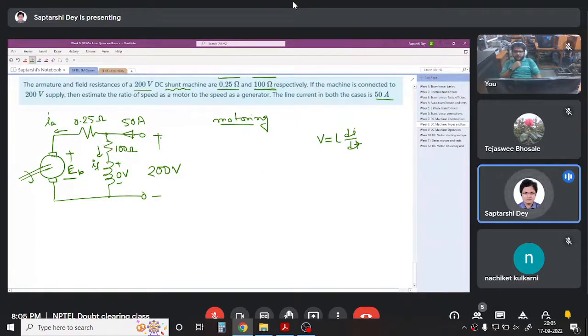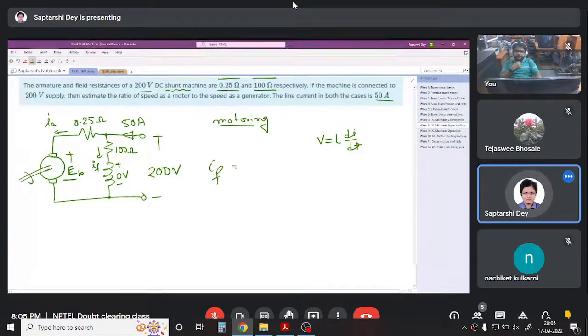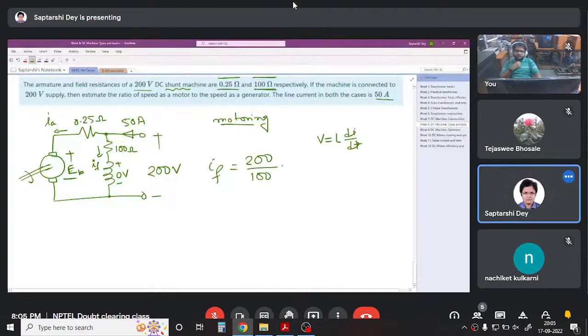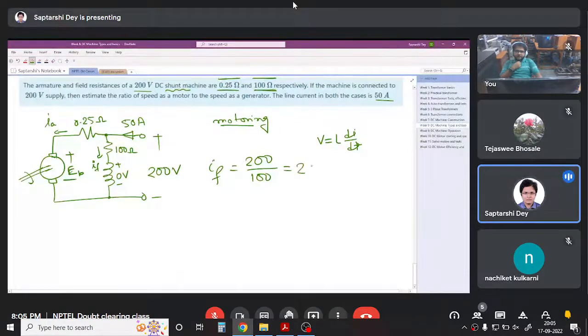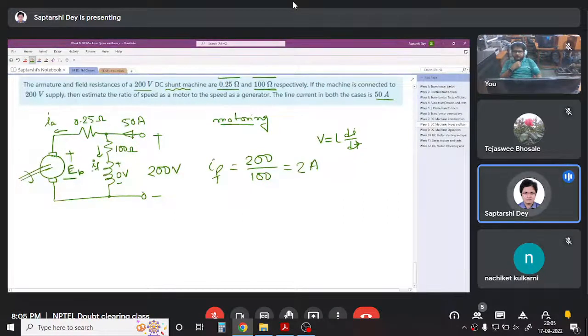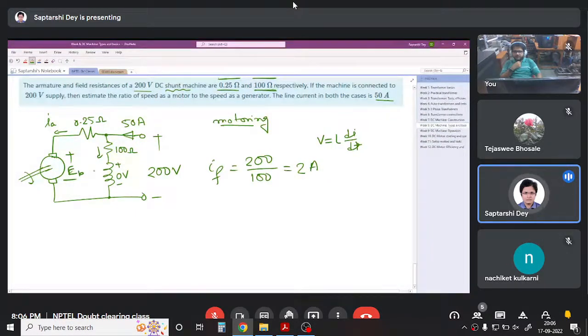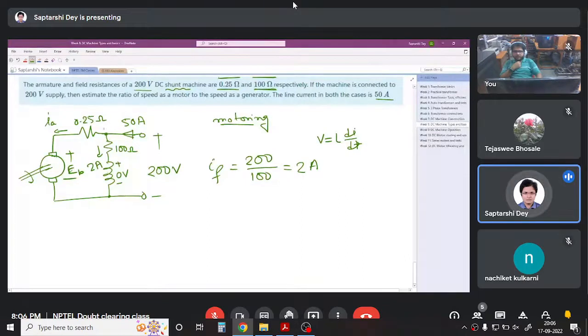So if you have a 200 volt drop here, you must have a 200 volt drop in the shunt branch also. And so this whole 200 volt must be coming across this 100 ohm resistor because this is 0 volt. So what is the field current? Field current is 200 volt by 100 ohm, 2 ampere. So out of this 50 ampere, 2 ampere takes this path and creates a 200 volt drop.